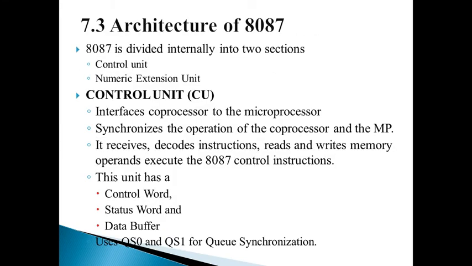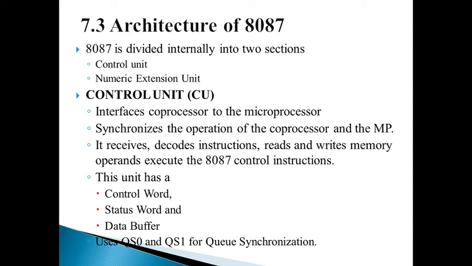Let us see the last part of this chapter, the architecture of 8087. The architecture of 8087 is divided internally into two sections. First is the control unit and second is the numeric extension unit. Out of this, the control unit is used as an interface between the outside world and 8087. So 8087 communicates with the outside world via the control unit. The control unit is responsible for receiving the instructions from the outside and sending them for execution.